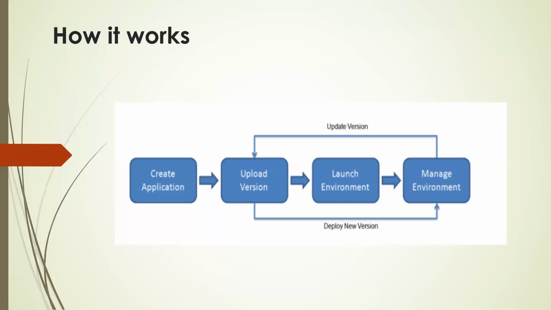After the environment is launched, we can then manage our environment and even deploy a new application version as well. If we are going to update the version, again the same thing, it goes in a loop. So this is the working structure of Elastic Beanstalk. After we create and deploy our application version, we can include metrics, events, and environment status from CloudWatch for monitoring purposes as well.